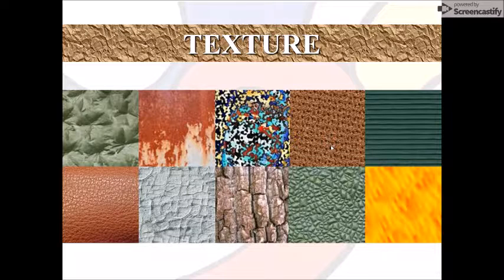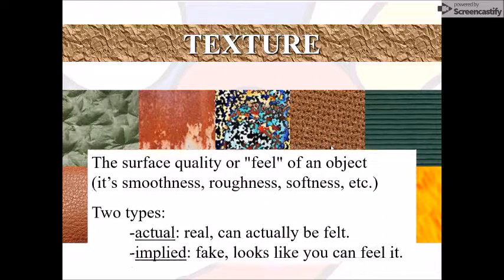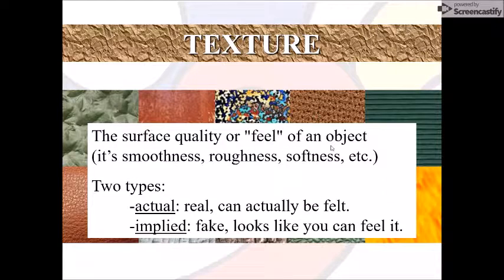These images represent what we call implied texture. They're not actually textured. You can't actually feel the bark or the fabric, but it looks like you can. The image or the drawing represents that texture. The other type of texture that you would use in sculpture is called actual texture. And that's texture that you can actually put your hand on and feel the bumpiness or the softness.